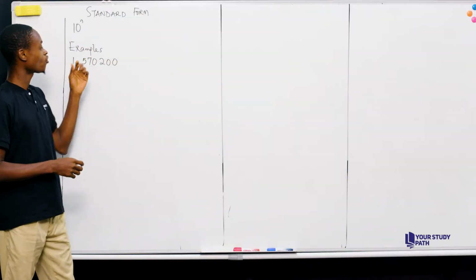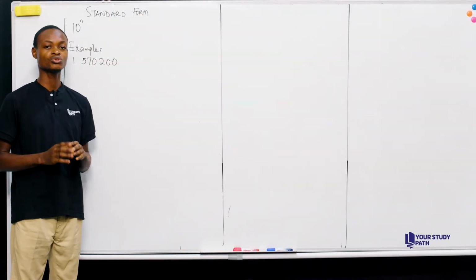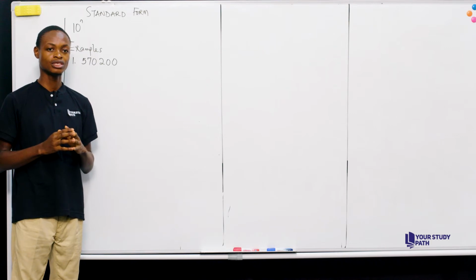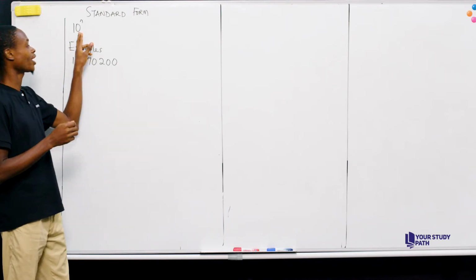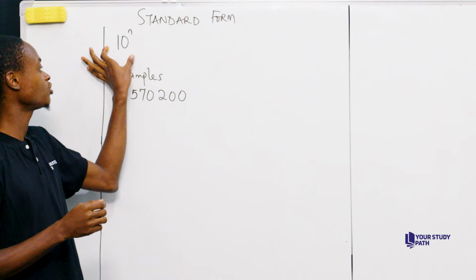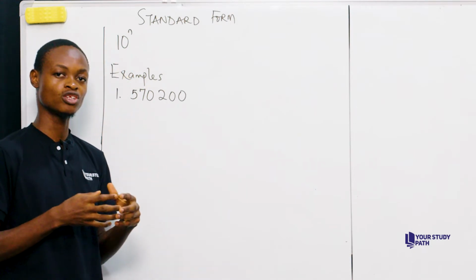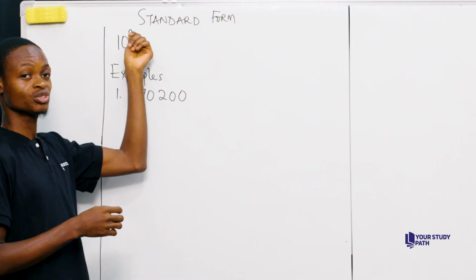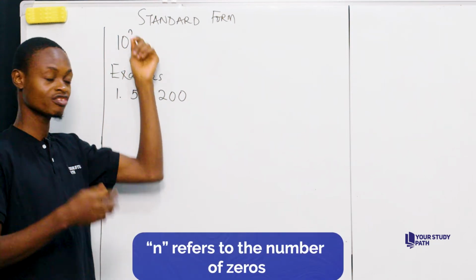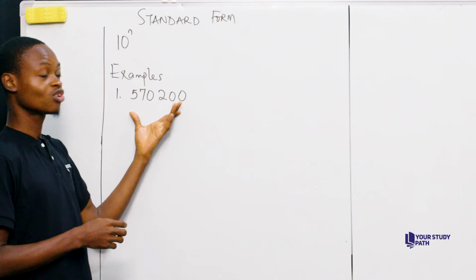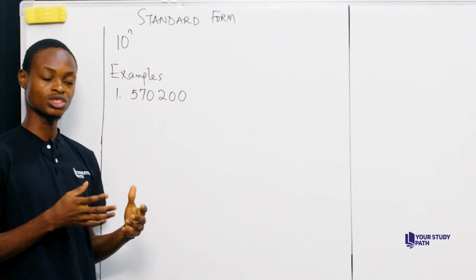Now, for standard forms, our goal is always to rewrite any number we are given in terms of 10 raised to the power n. Now, 10 raised to the power n will refer to how many zeros we are able to shrink that value into. Now, n just refers to the number of zeros which we have. Now, let's take an example of a number which we can convert into standard form.